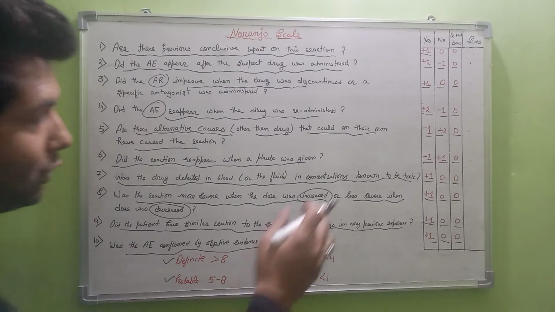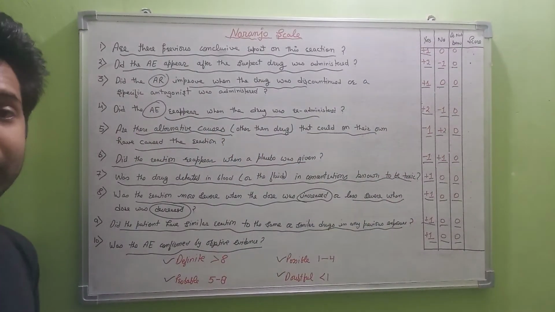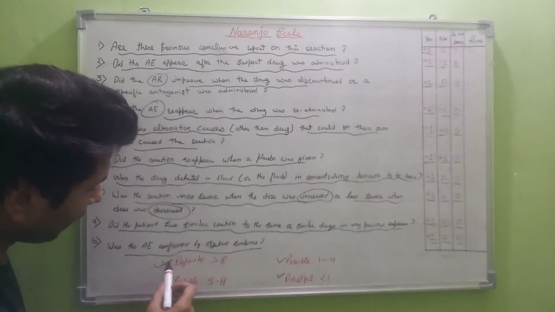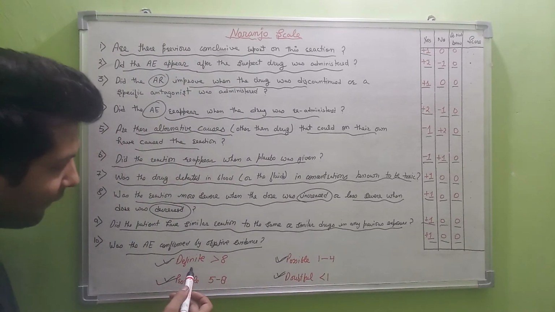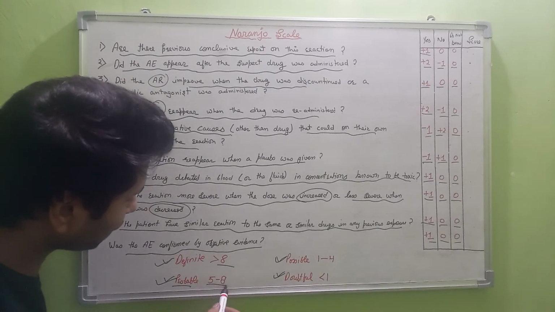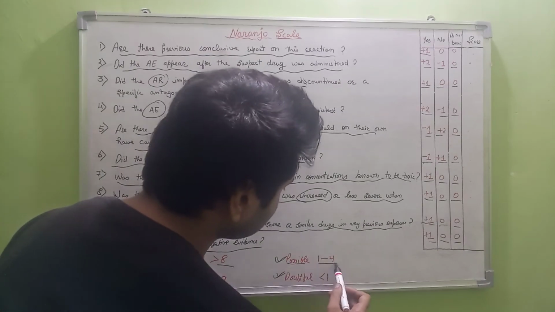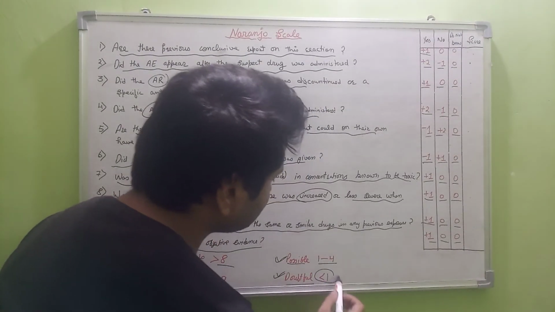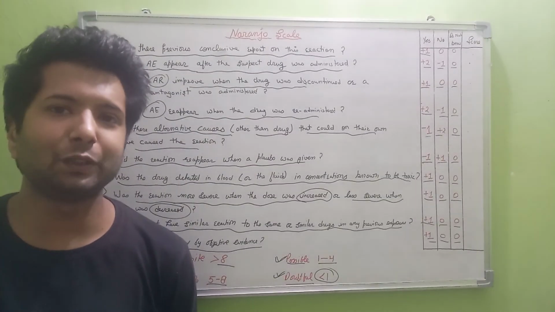After all this scoring, we will find out the total score, and based on the total score we can conclude whether our causality is definite, probable, possible, or doubtful. If it is definite, then our score is 9 or more. If it is probable, our score is 5 to 8. If it is possible, our score is 1 to 4. And if it is doubtful causality, then the score is less than 1. So this is the basics of the Naranjo scale. Thank you.